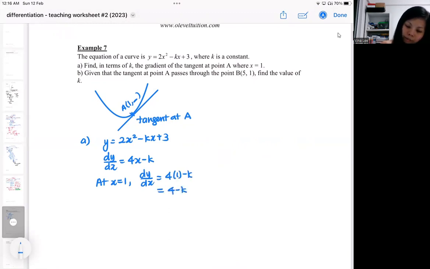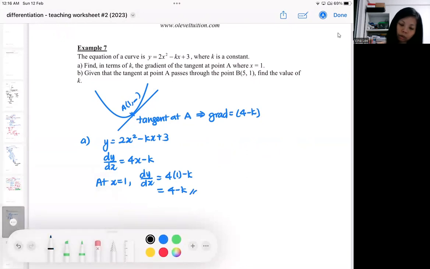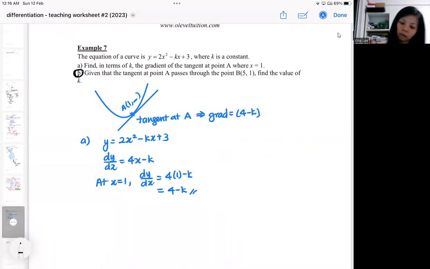So this gradient is going to be 4 minus k. Okay, the next one you got to read carefully. Some students got a different interpretation. The tangent passes through this point. So some students, they interpret the point B to be on the curve. B is not on the curve. B is on the tangent. So B is on the tangent.